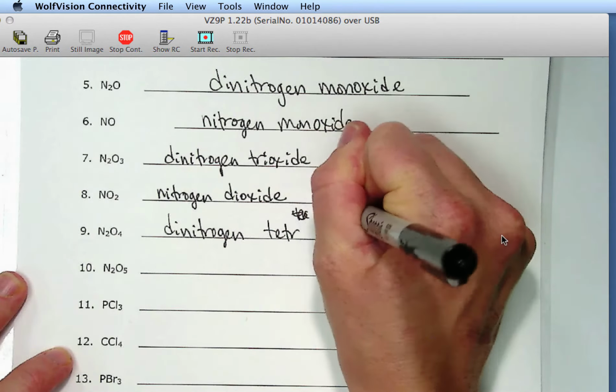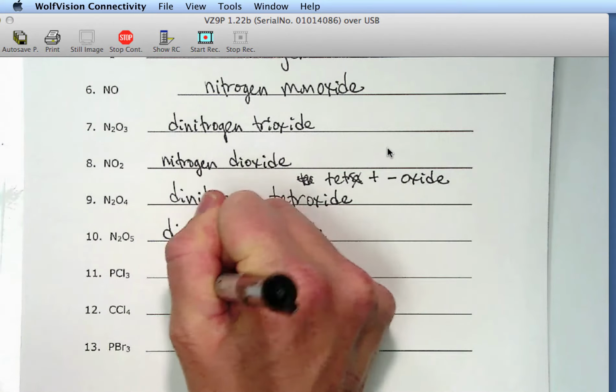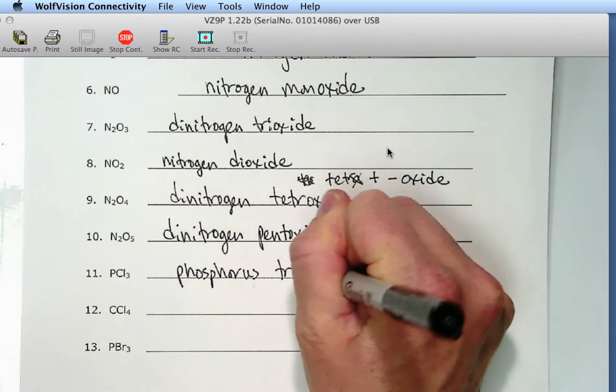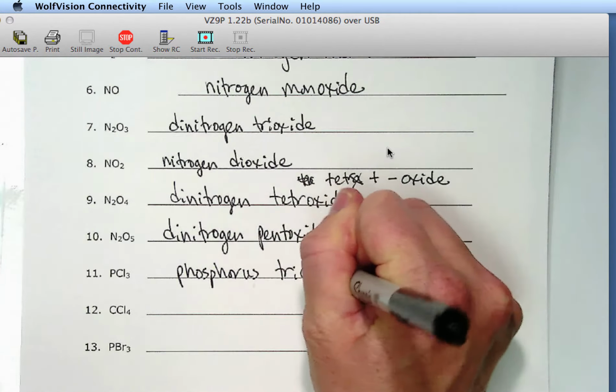And then number 11, phosphorus trichloride. Number 12, carbon tetrachloride.